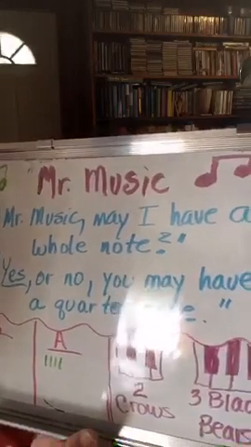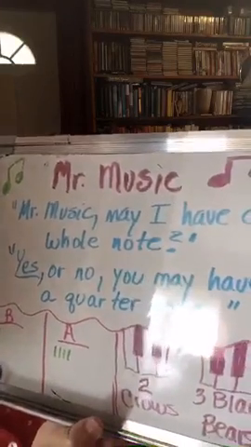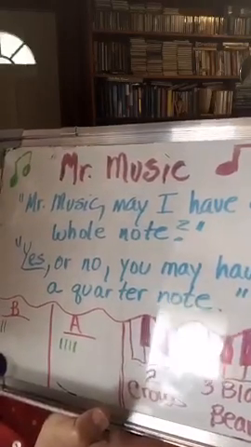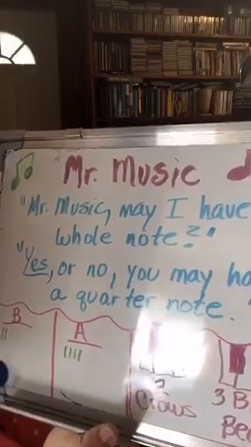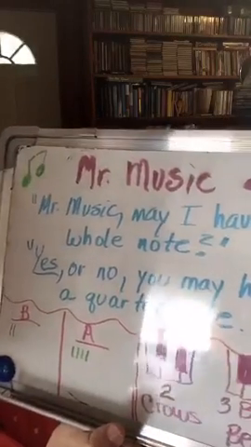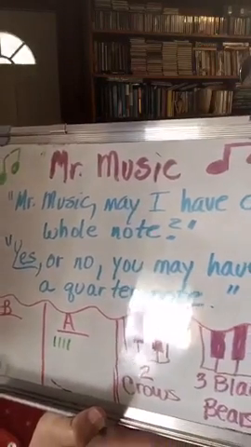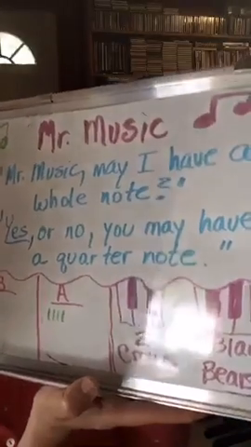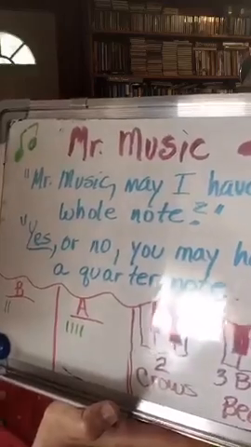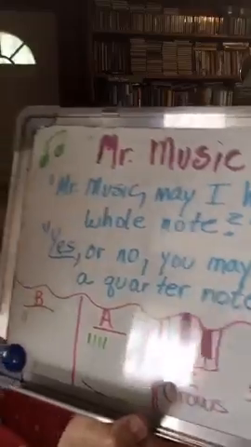So the dialogue would be something like this. Mr. Music, my student would say, may I have a whole note? Now, whoever's Mr. Music has a choice here. He could say yes, and then that student could take 4 steps towards me. But the option is always there to say no. And if Mr. Music says no, then he has to suggest an alternative note that they can have to make their way closer. So he might say, you may have a quarter note. And then they would only have 1 step towards me if they chose that note.